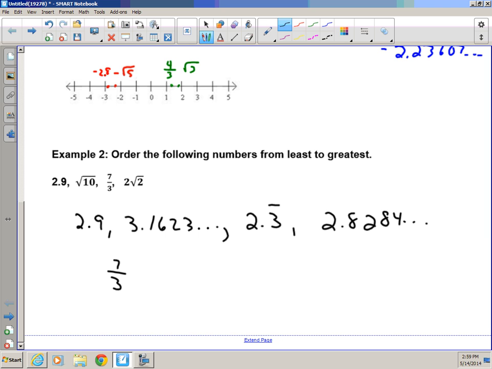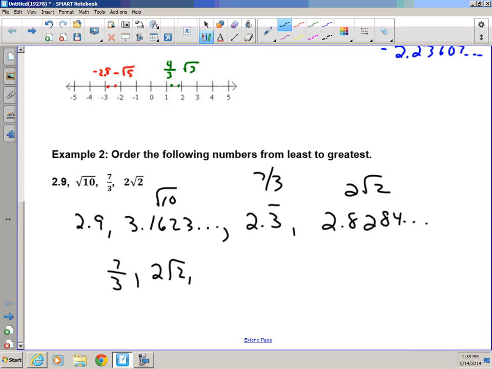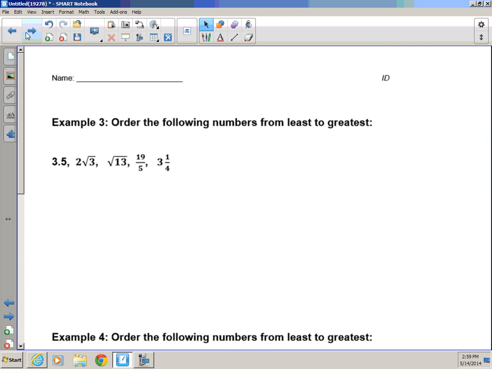7/3. If it helps you to put the number on top of it, that's fine. Okay? So 7/3 goes first. 2 radical 2 goes second. 2.9 and radical 10 last. Okay? Going to the next two examples.